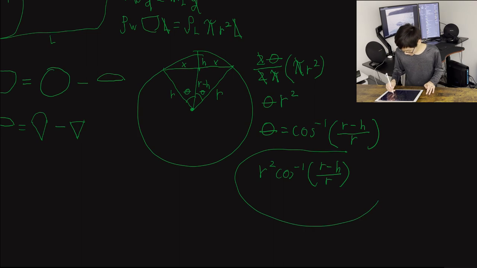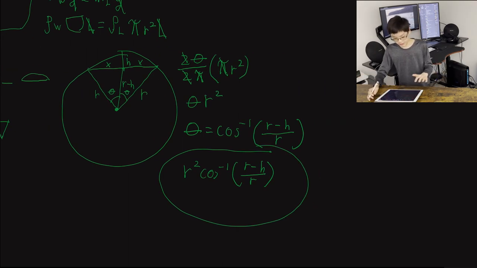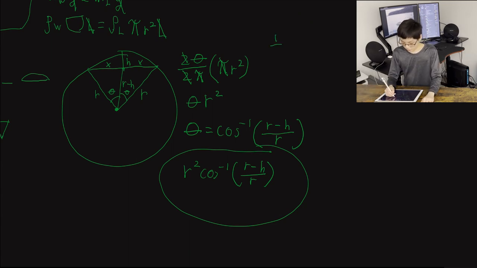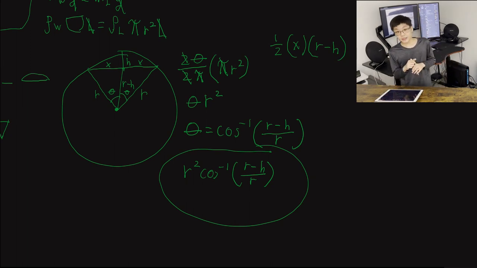So let's circle this so that we remember that this is going to be the area of the circular sector. So 1/2 base times height. 1/2 times the base for one of these triangles is just going to be x, and this is going to be multiplied by r minus h. So that's 1/2 base times height. But wait, we don't know what x is, so we need to calculate x.